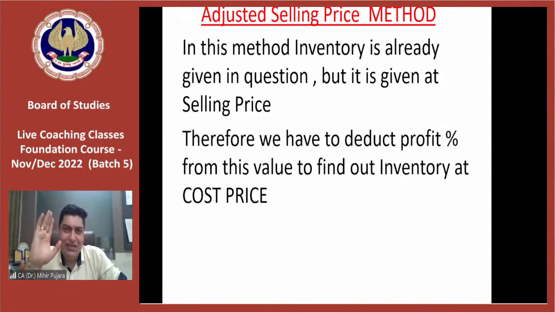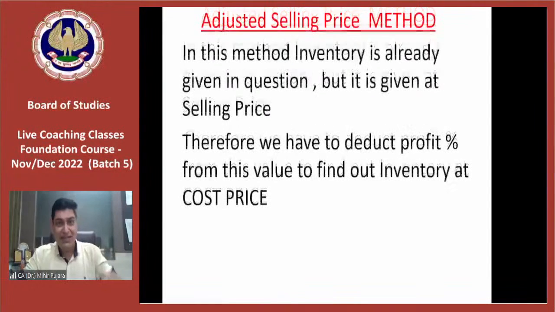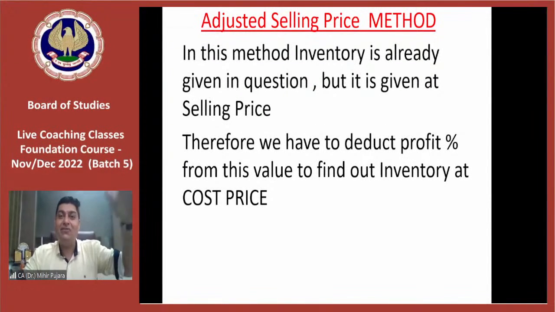Believe me, friend, if I don't write these 4 points and I simply say you have to find out GP percentage and you have to minus GP from the closing stock, you will get the answer. Simple to understand. But even after doing the question, you will not be able to find out what is logically the difference between these two. That's why the first point in this method: inventory is already given in question.